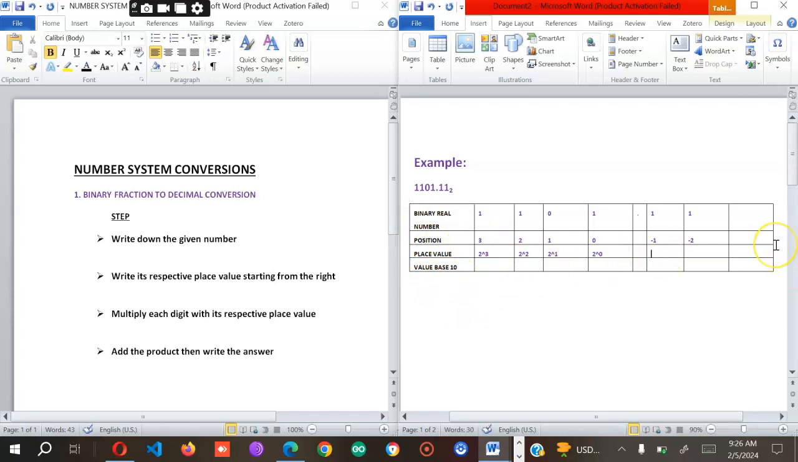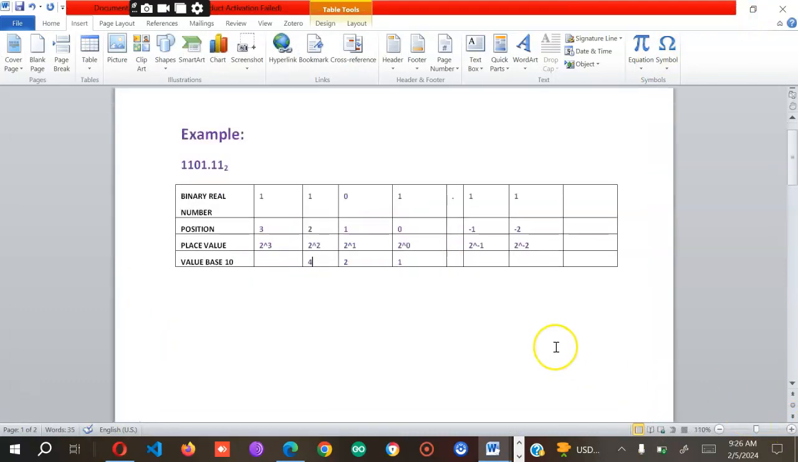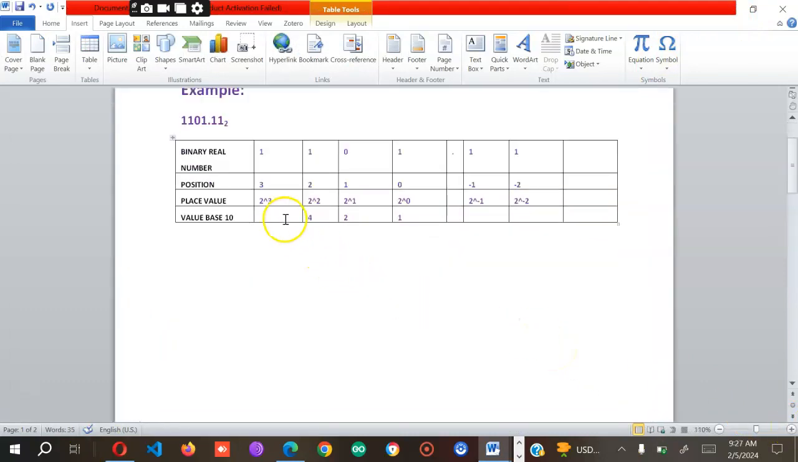Then on the other side after the point we have 2 raised to power negative 1, and this is 2 raised to power negative 2. Okay, 2 raised to power 0 is always 1. 2 raised to power 1 is 2. 2 raised to power 2 is 4. Then this one, 2 raised to power 3, is supposed to give us 8.